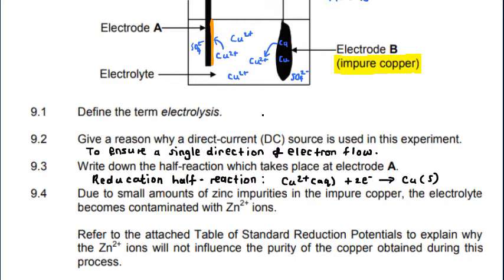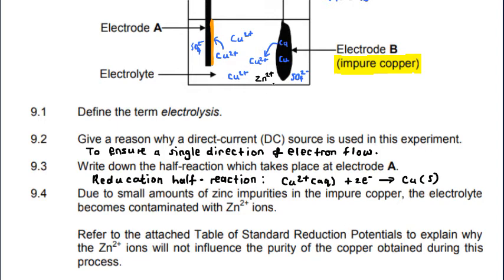Basically what they're saying is that some of the zinc 2+ ions from electrode B are going into solution, so they are also being oxidized. Now we need to go back to our table to explain why the presence of these zinc 2+ ions in solution won't affect the purity of the copper that we will get.